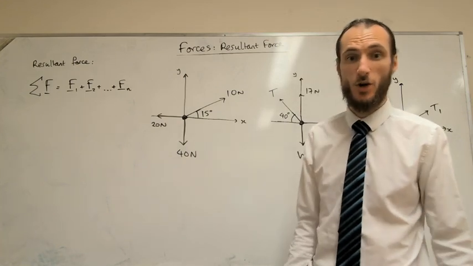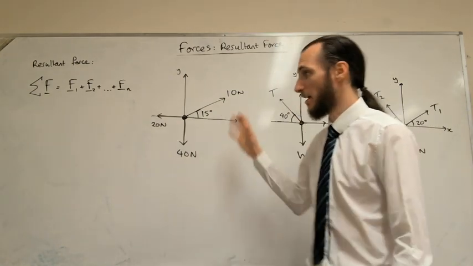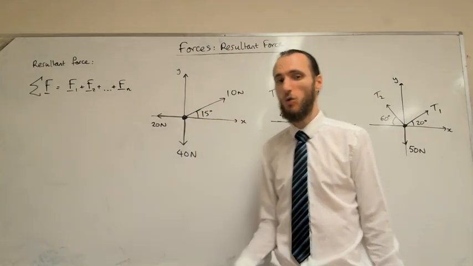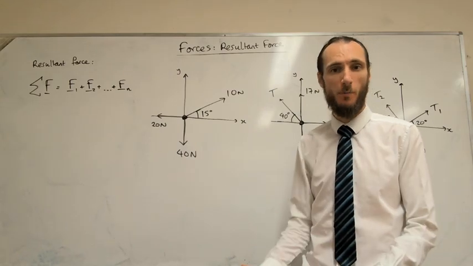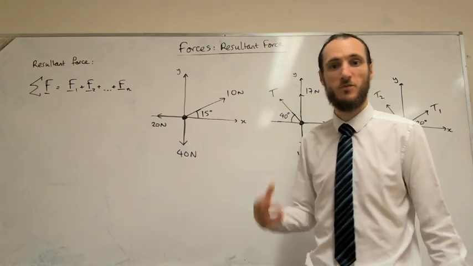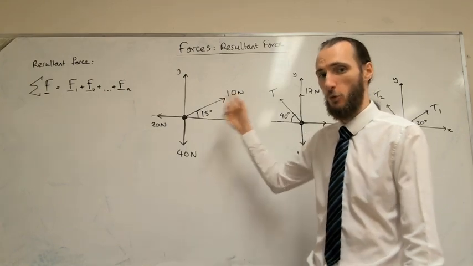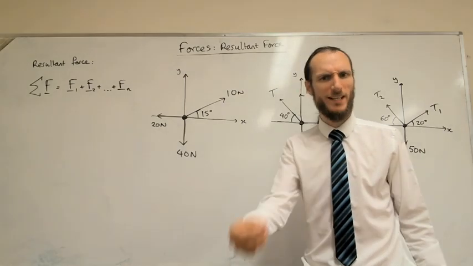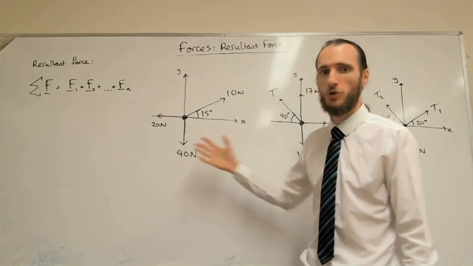Hi, in this video we're going to look at how we can take a set of forces acting on one object and work out the resultant force. The resultant force is the sum of all the forces. So to work out the sum, we're going to turn the forces, first of all, into column vectors, resolve them like we did last video, and then add those column vectors together.